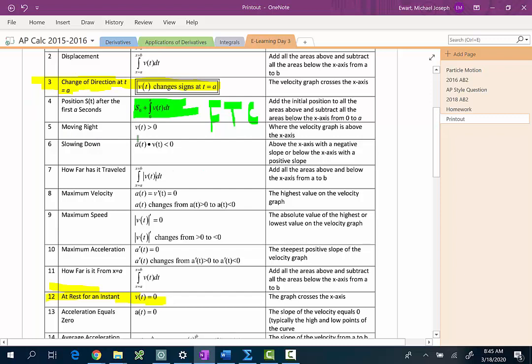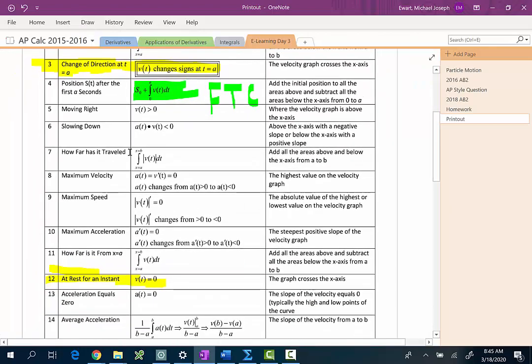Okay? For 5 and 6, I didn't give you the opposites, right? Moving right means that the velocity is greater than 0. The opposite, moving left, would be the velocity is less than 0. Then slowing down, speeding up, for number 6, we'd be thinking speed increasing or speed decreasing, right? Slowing down would be speed decreasing.